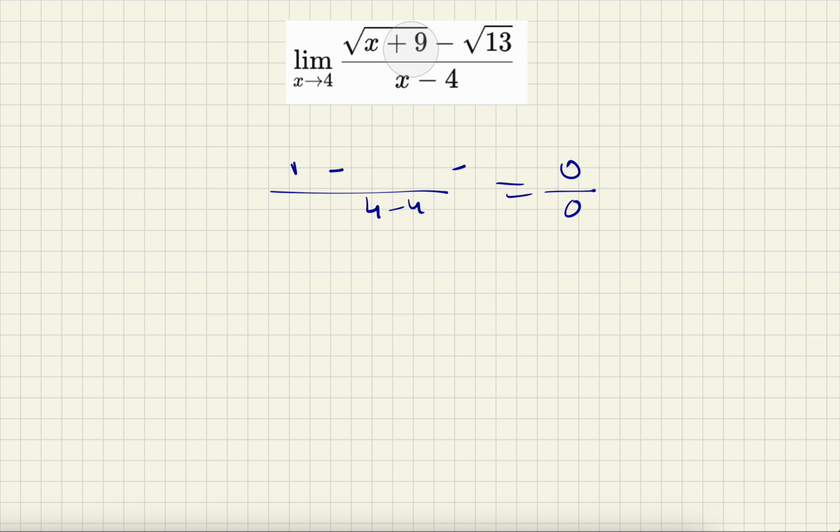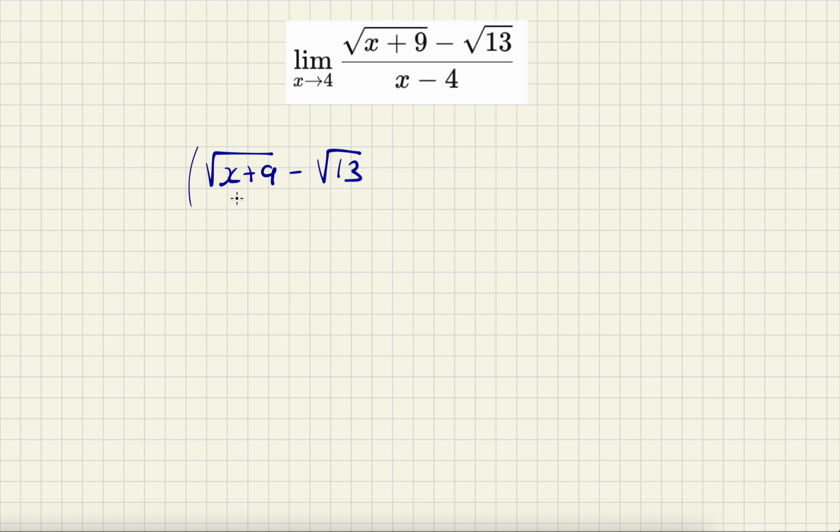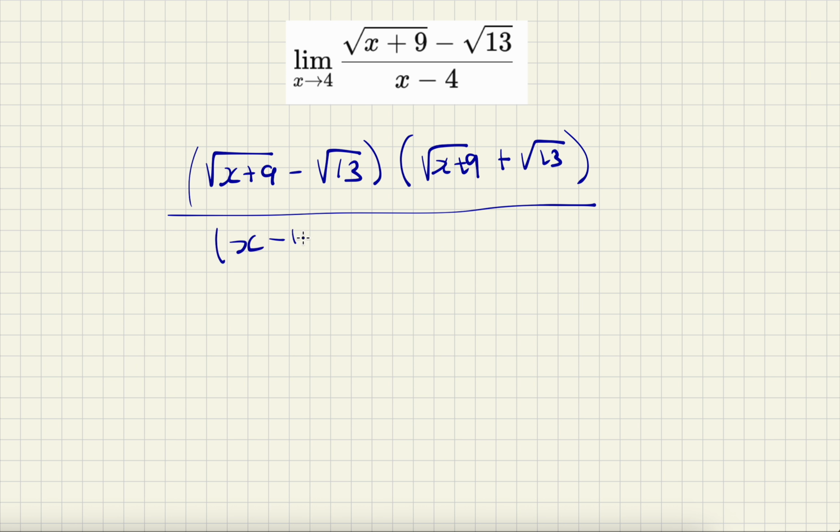Now that we know that the function is indeterminate, we know that we can manipulate the function a bit more. Since I see a square root in the numerator, I know that I can multiply by the conjugate to get a good canceling out of terms. So we get the square root of x plus 9 minus the square root of 13 times the square root of x plus 9 plus the square root of 13 over x minus 4 times the square root of x plus 9 plus the square root of 13.